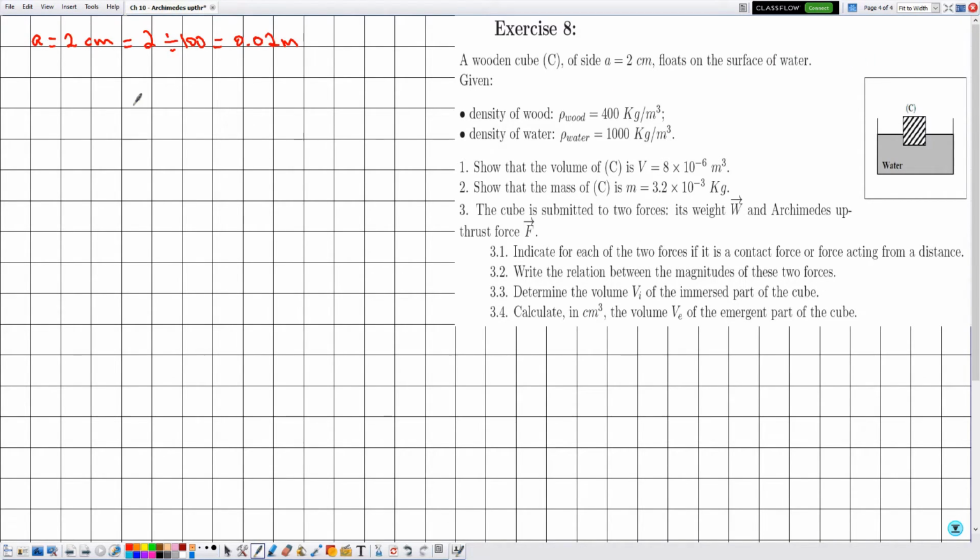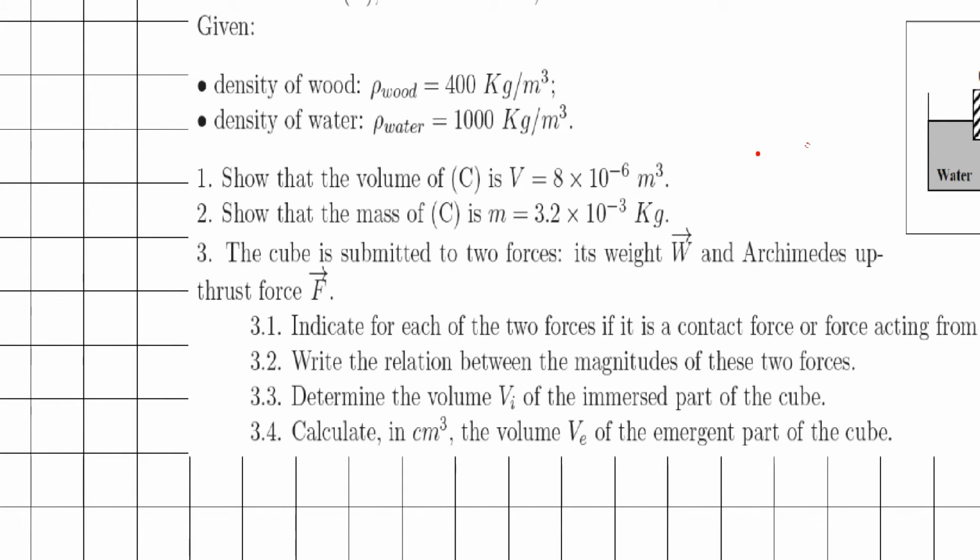Given that the density of wood is 400 kilograms per meter cube, and the density of water is 1000 kilograms per meter cube. Number 1: show that the volume of the cube V is equal to 8 times 10 to the power minus 6 meter cube.